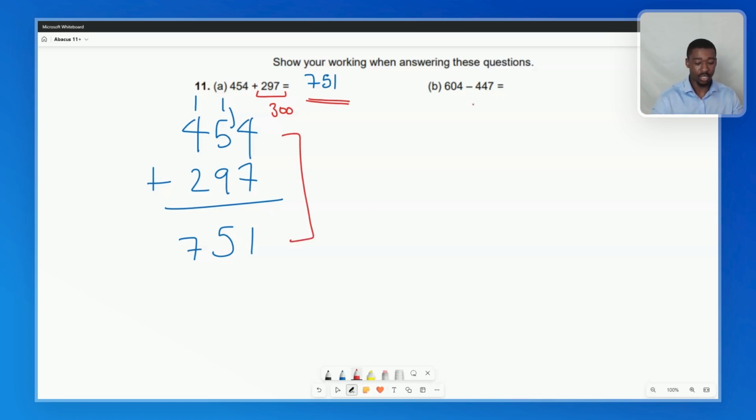So here we have 604 minus 447. Here, let's do the actual column subtraction. First, we have 4 minus 7. We can't do that. So we take a 10 from here. We can't do that. So we take a 10 from here instead. This goes from 6 to 5. This becomes 9 now. And this becomes 14. So now we have 14 minus 7, which we can do because 14 is bigger than 7. And this gives us 7. Then we have 9 minus 4, which is 5. Then we have 5 minus 4, which is 1.